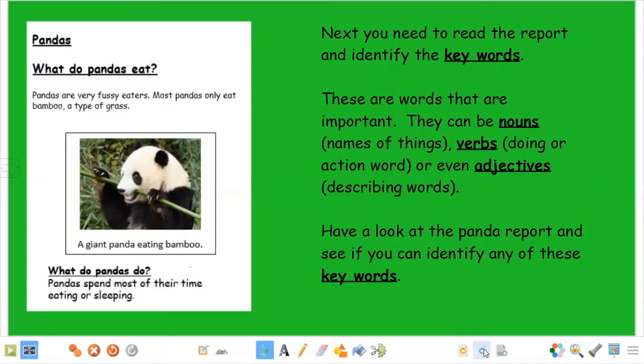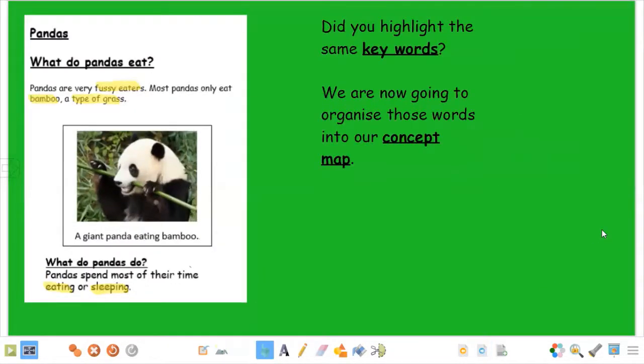Okay, so keywords. Now, these are the keywords that I highlighted when I was looking over the report about pandas. So you'll see that I started first of all in the section about what pandas eat. Now, I didn't highlight anything in the subheading because while that is still important, I've already put that into one of those circles to organize that. So I don't really need to go over that again. So from the sentence, "Pandas are very fussy eaters," I took the word eaters, being a noun of what they are, and also fussy. I thought it was quite important to put that in.